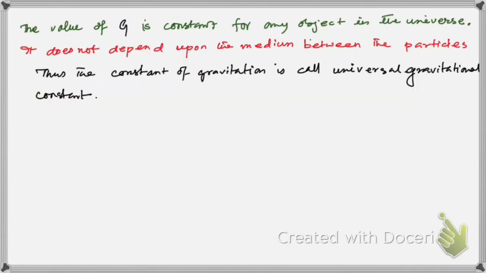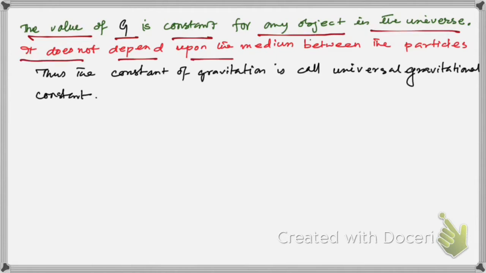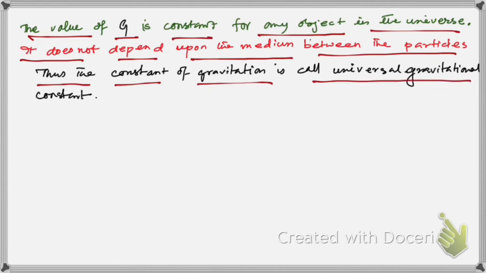Let me tell you here. So this is the answer here. You can see the value of capital G is constant for any object in the universe, and it doesn't depend upon the medium between the particles. Thus the constant of gravitation is known as universal gravitation constant. So hope you have got it. Now let's move on to the next question.